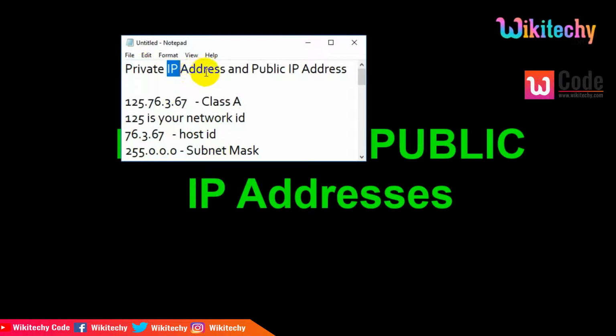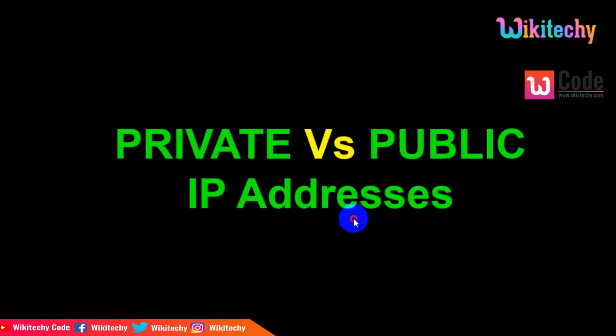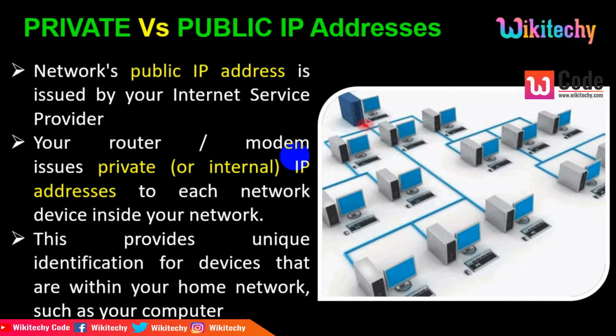Private IP address and public IP address. So what is the difference behind it? Considering I've got a network, the data communication is happening among the computers. This is happening using the IP address allocated to the computers. There are two major types of IP address: a public IP address and a private IP address.